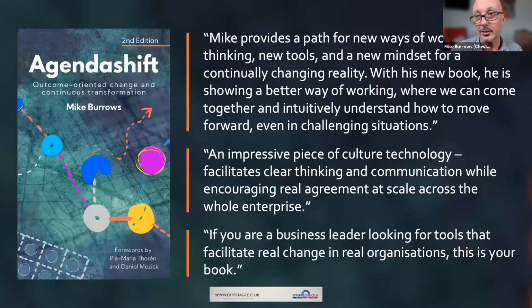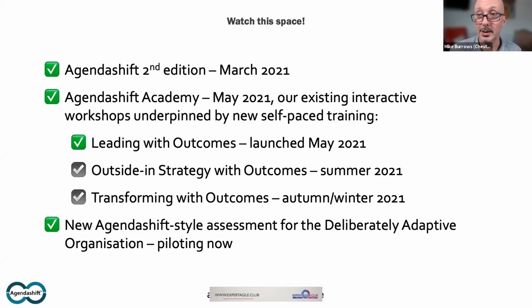So do encourage you, do read the book, the second edition, March 2021, and watch this space. There's a ton happening. The book doesn't mean we're finished. The book is a stake in the ground. That's where we are in 2021, and there is a ton of stuff still happening. We launched the Academy this year, and as well as the interactive workshops that we do online, we've launched self-paced training as well. Leading with Outcomes has been going since May.